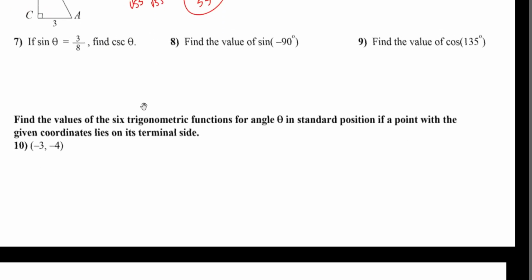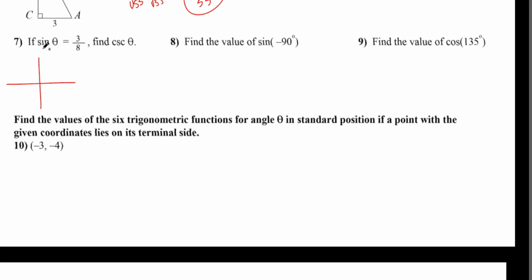Number 7. If the sine of theta is 3/8, so what I've got to do is set something up. The sine's going to be positive. Well, let's... I don't even have to do that. This is way easier than I thought. I'm thinking ahead to something else.